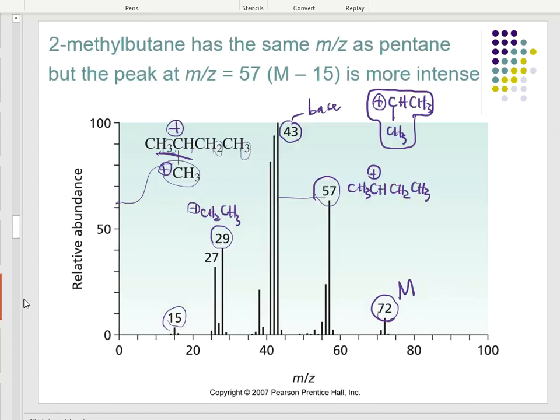However, in this scenario, when the methyl group leaves, we're left with this carbon that has two things attached. One to the left and one to the right. This is what we would call a secondary carbocation. Secondaries are more stable than primaries. And tertiaries, meaning carbons that have maybe three other things attached to it that has that positive charge on there, will be even more stable.